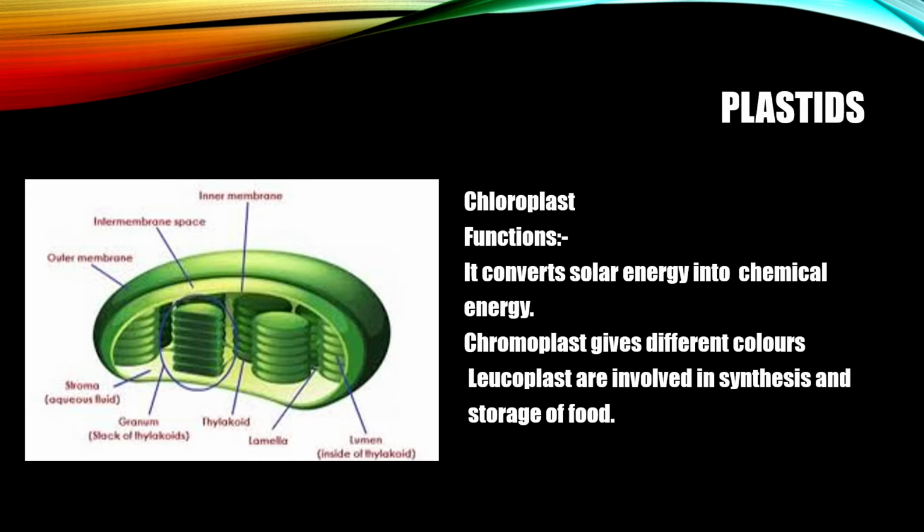Chloroplast can get converted into other types of chromoplast. Example, raw green tomatoes turn red due to breakdown of chlorophyll and synthesis of lycopene. So when it is green in color, it is having chlorophyll, and due to the breakdown of chlorophyll and the synthesis of lycopene, the color changes to red.